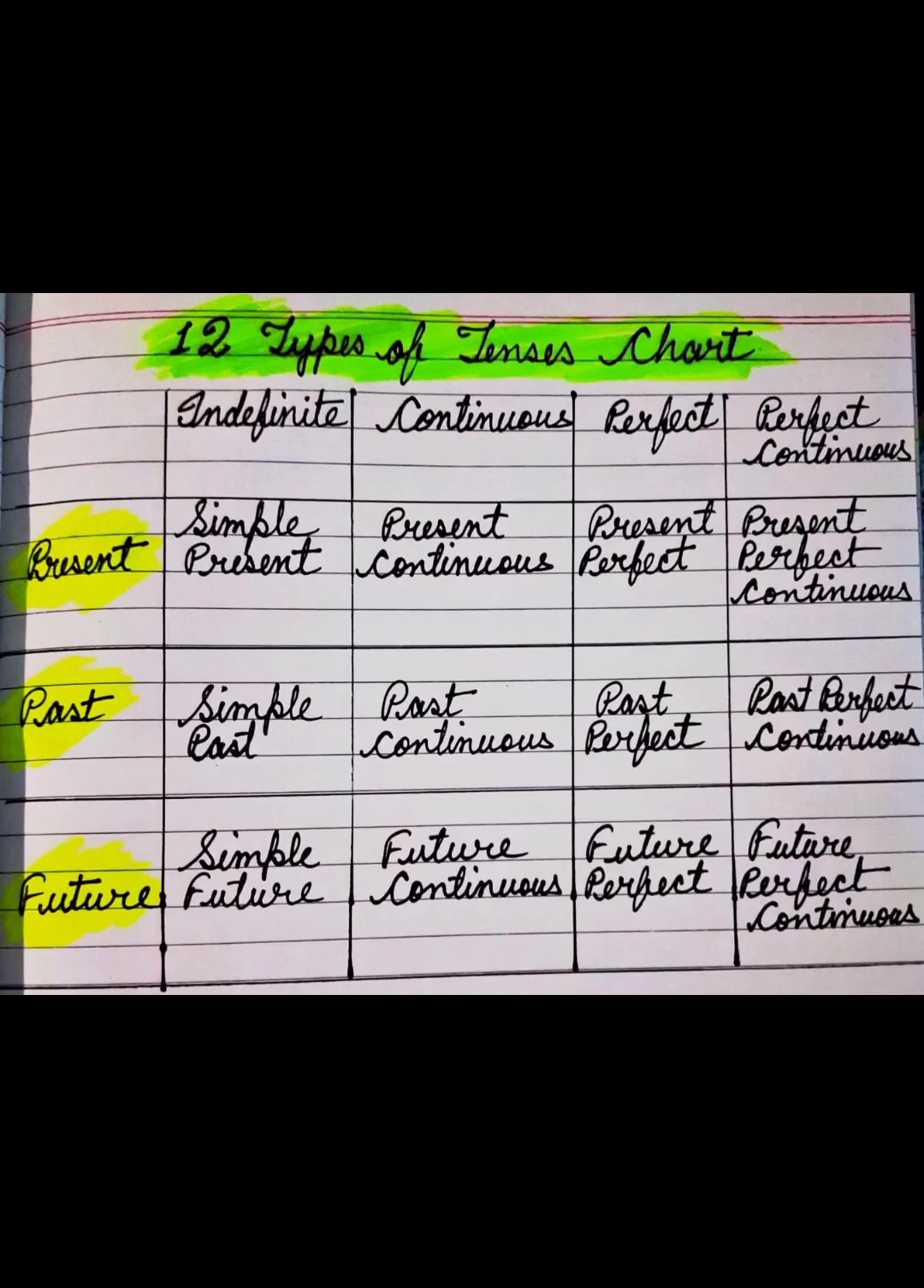Have you ever wondered why we say I play, I am playing, I have played, I have been playing? Are all these sentences correct? Yes, but why are they different? The answer lies in tenses.